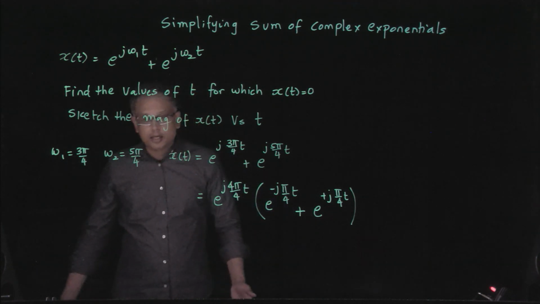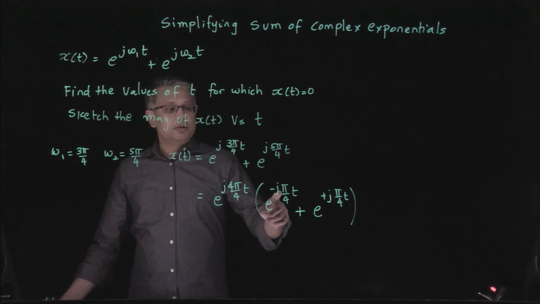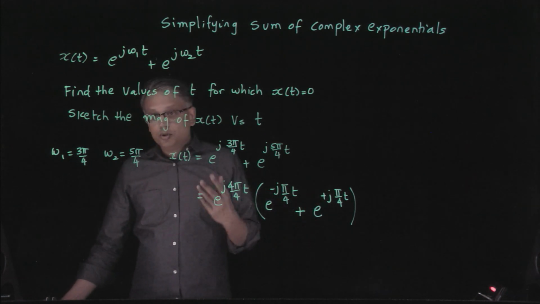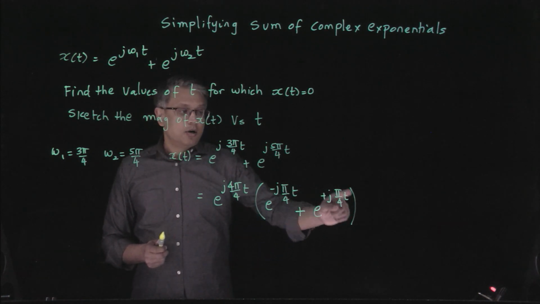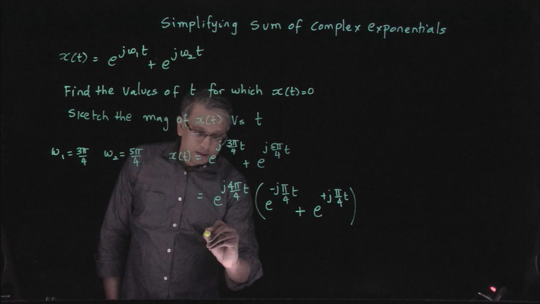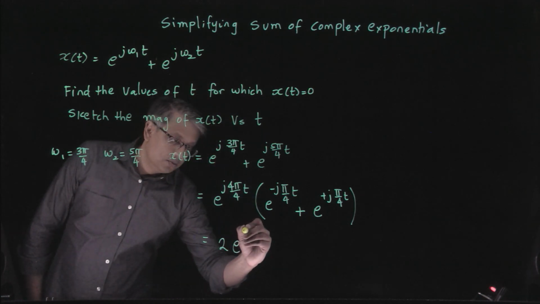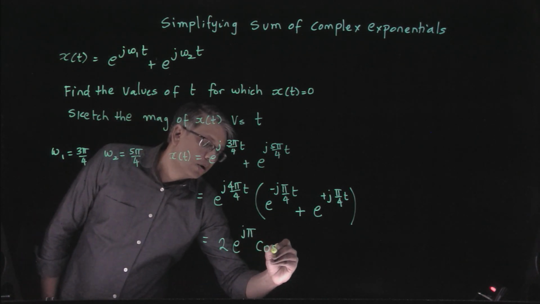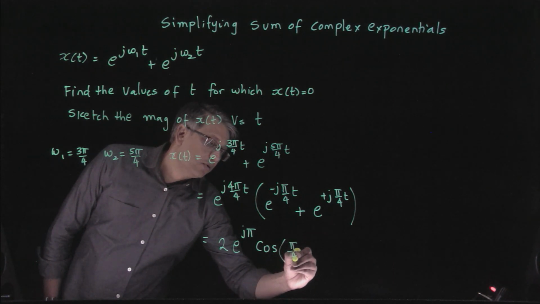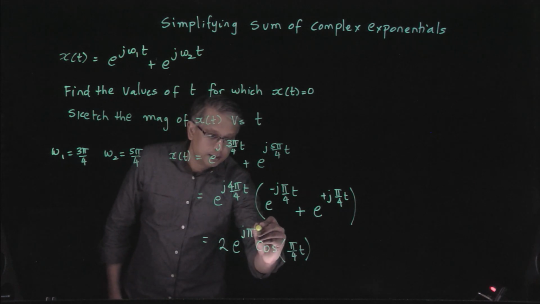Okay? And why is it nice if they are negatives of each other? Well, this is of the form e to the negative j theta plus e to the j theta. And you know that Euler's formula tells us that that is equal to 2 times the cosine of pi over 4 t. So this whole thing simplifies into 2 times e to the j pi t times cosine pi over 4 times t.